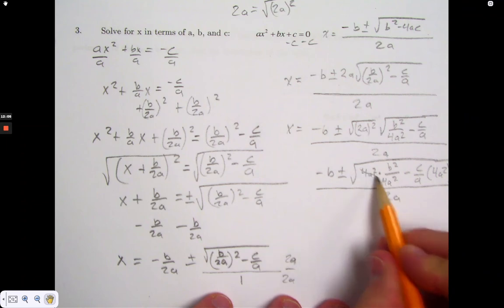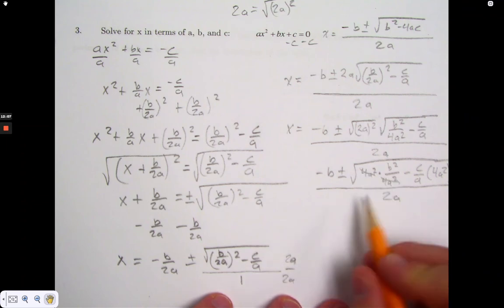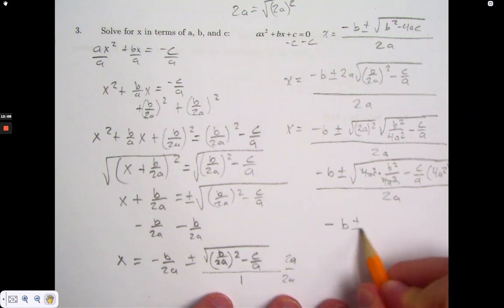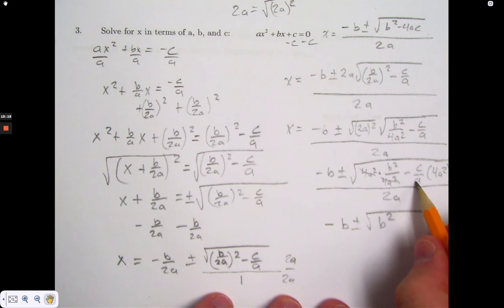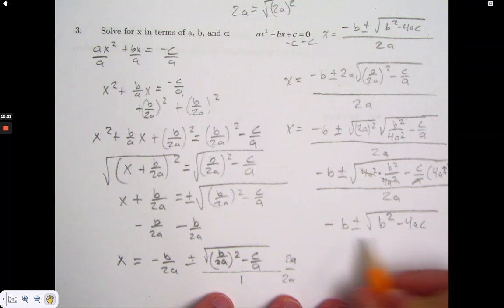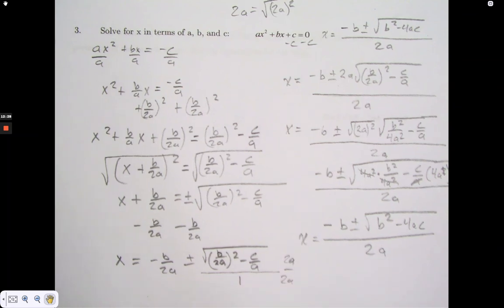So notice how this 4a squared cancels out. And at this point, I'm left with just this b squared for my first term. My second term, I take away the a because it's divided by a, and I'm left with 4 times a times c, all divided by 2a. And look at that. We came up with the quadratic equation.